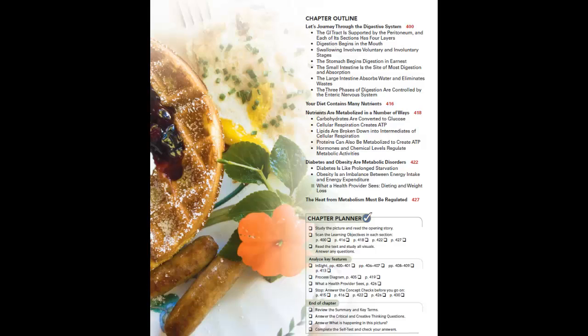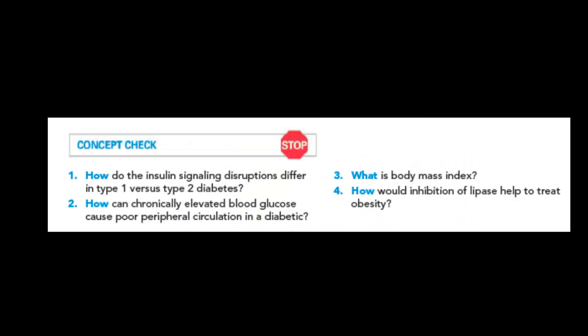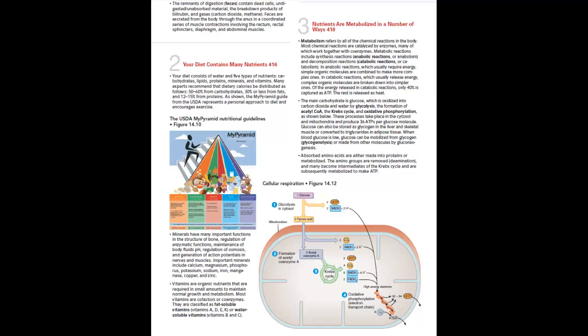The chapter planner points out key features and helpful practice tips for students as they study. Learning objectives at the start of each section identify the concepts that students are expected to master while reading the section. Concept check questions are at the end of each section, allowing students to test their understanding of the learning objectives. A visual summary reinforces important chapter elements.